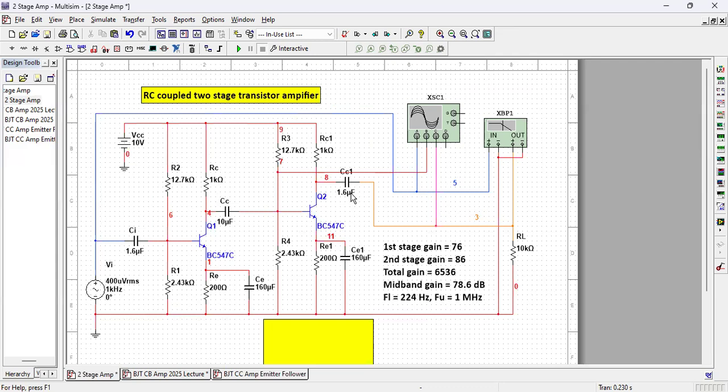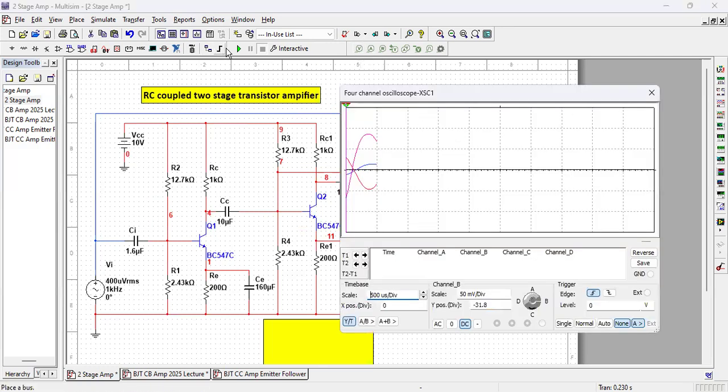In audio equipment that you purchase, the amplification that you need is normally difficult to get in one stage. So there are multi-stage amplifiers. And of course, by simple arithmetic, the total gain is the product of the two gains. Right? So here, once again, let us see the oscillogram first.